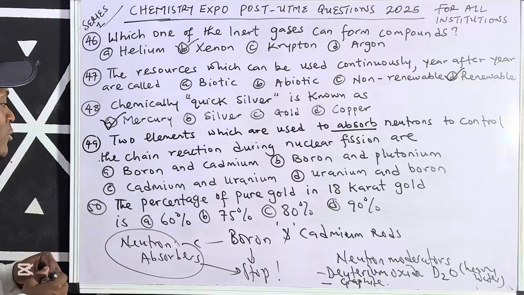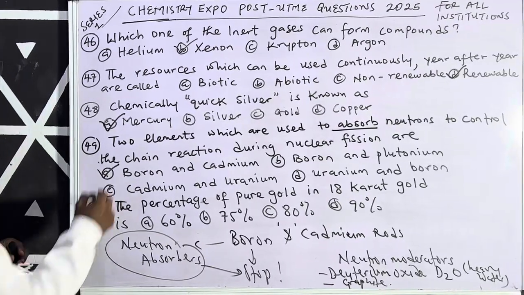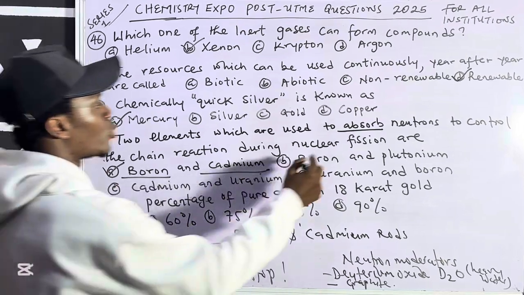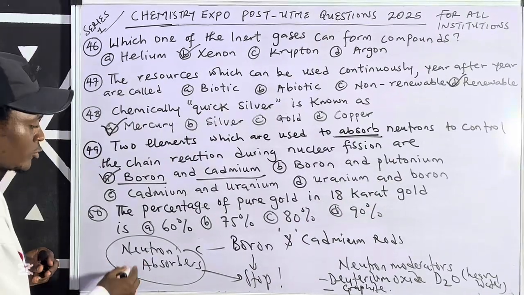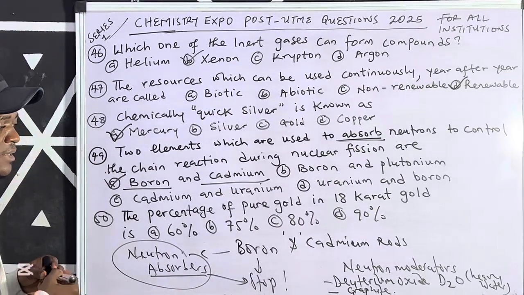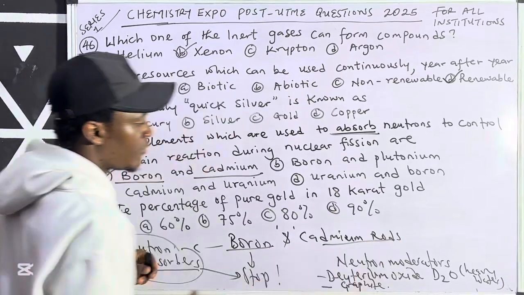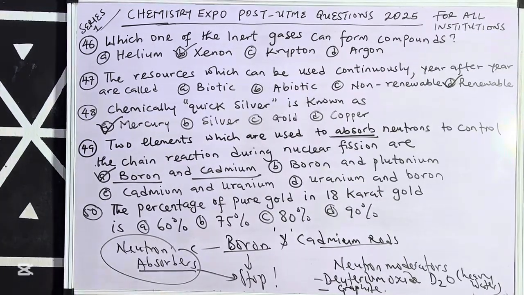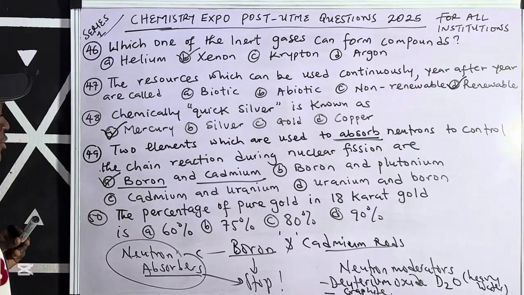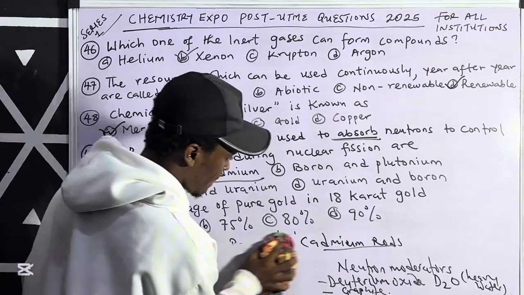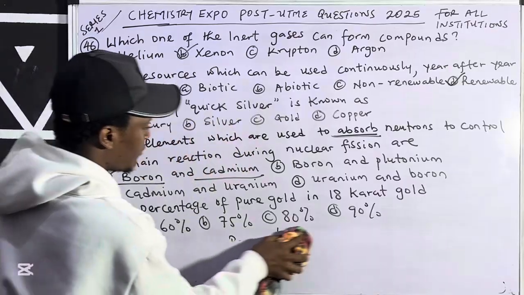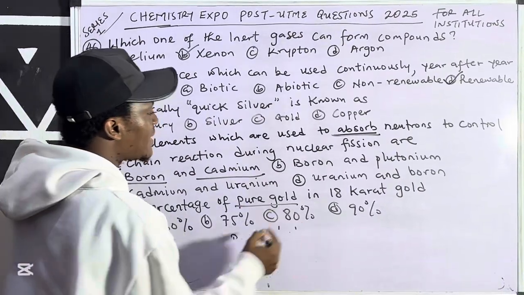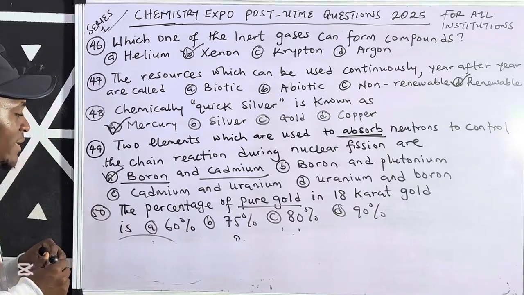So the correct answer to that question should be option A, which is boron and cadmium, because the question was to absorb. So we are referring to neutron absorbers, and these are the two that are often used to stop fast moving neutrons. So let's see the next question. Question 50. Question 50 says the percentage of pure gold in 18 karat gold is.